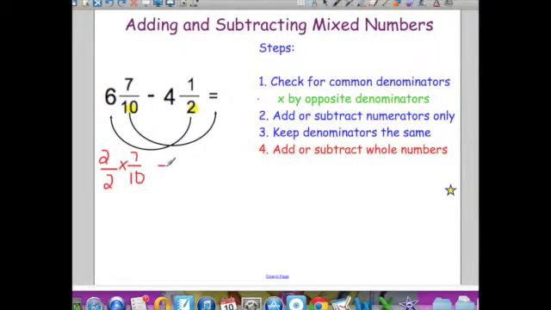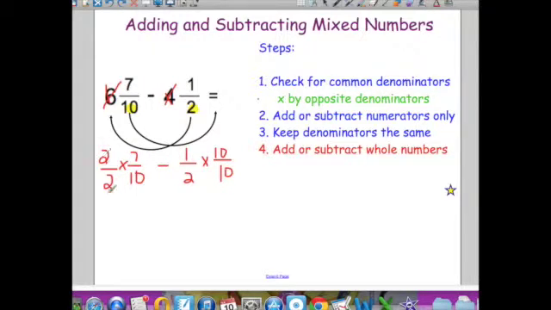Still going to keep it with my minus. Remember, pretending like my whole numbers aren't there right now. We'll come back to those. And I'm going to bring my 10 to this side. So I'm going to have 1/2 still. But I'm going to find an equivalent fraction by multiplying it times 10 over 10.